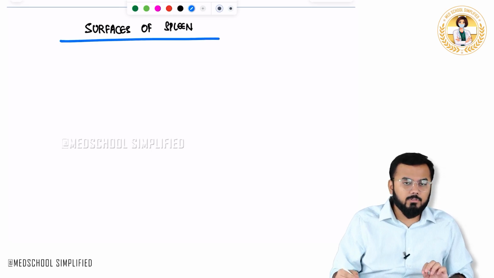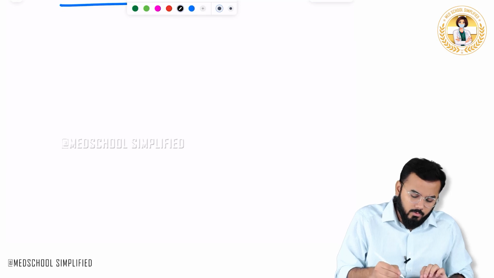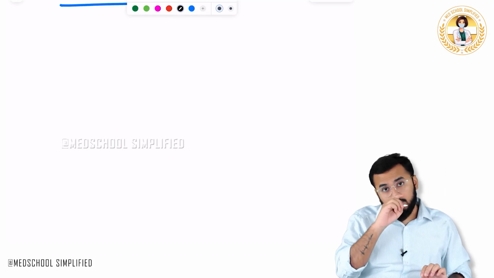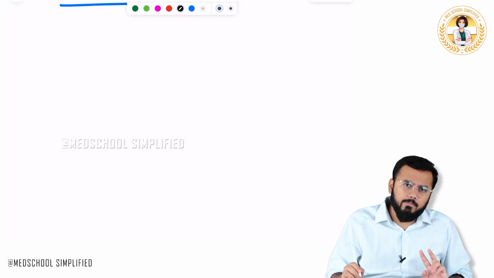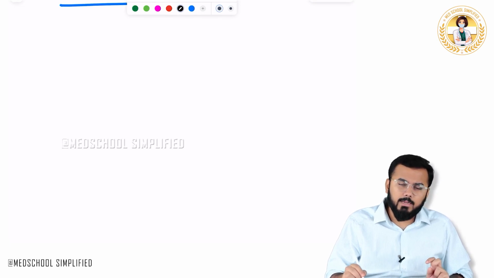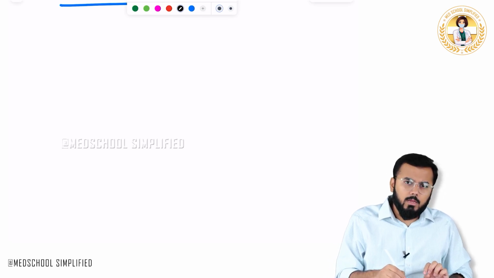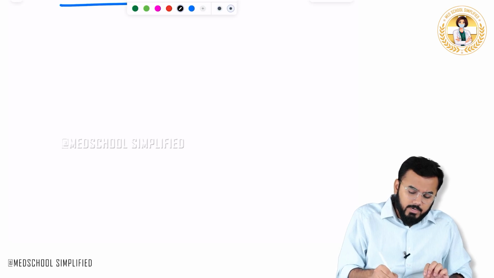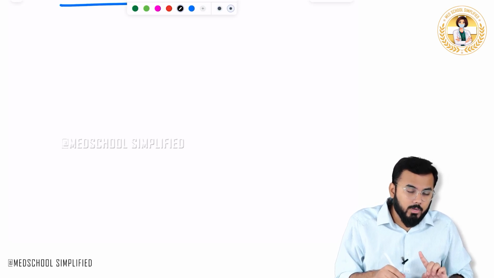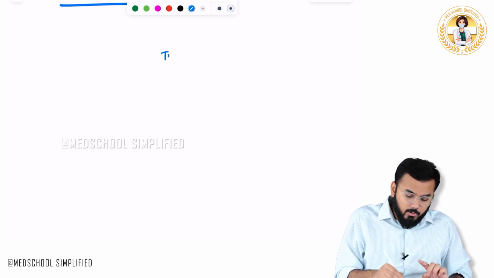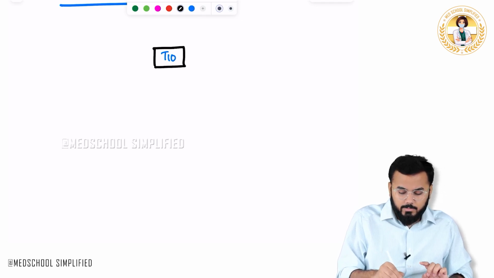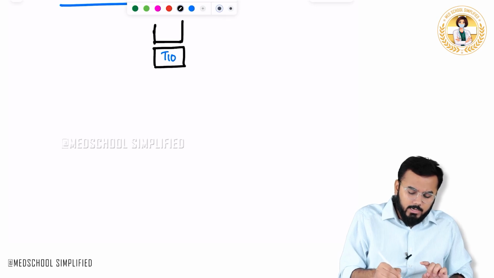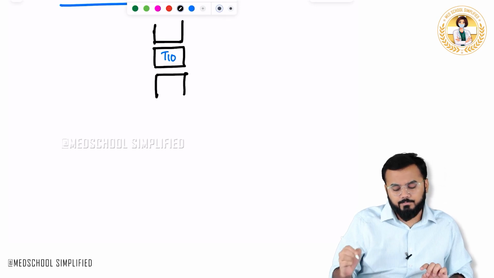Regarding the surfaces of the spleen, one very important thing you have to know. What did I tell you? The spleen is present between the 9th, 10th as well as 11th rib, right? Now, if you look at the 10th vertebra, not rib, I'm talking about vertebra, T10, that is the 10th vertebra. Above this you have got T9 and below this you have got T11.